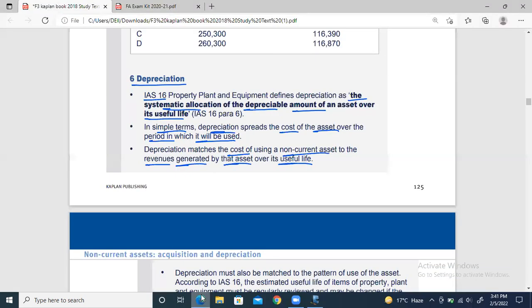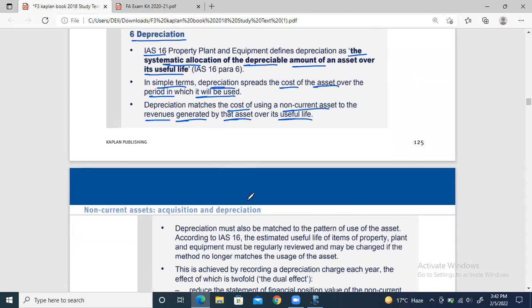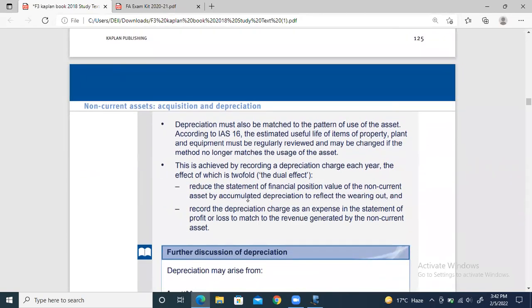We'll discuss it in a separate chapter as well, because this has a separate chapter. I think it's towards the middle of the syllabus. So it's the same meaning in this third statement. Depreciation must also be matched to the pattern of use of the asset. According to IAS 16, estimated useful life of items of property, plant, equipment must be regularly reviewed and may be changed if the method no longer matches the use of the asset. So obviously we need to review it regularly as well. If the useful life has changed or the value of the asset has increased or decreased, we need to keep a check on that as well. And we need to adjust it right away whenever this change happens.